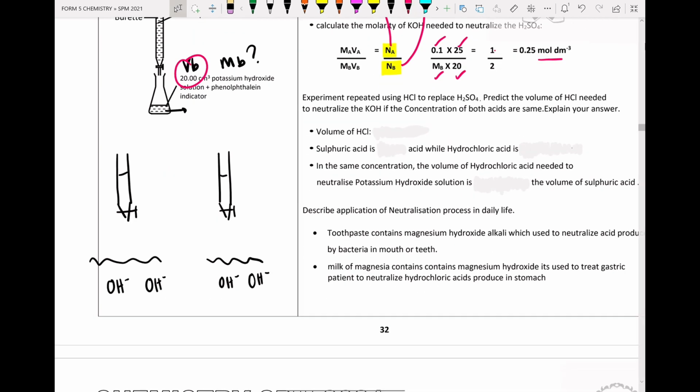All right, check the next question. The experiment is repeated by using hydrochloric acid to replace sulfuric acid.